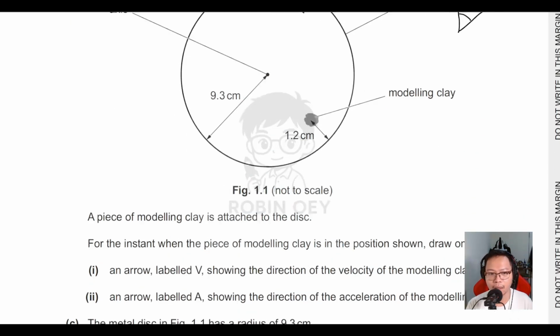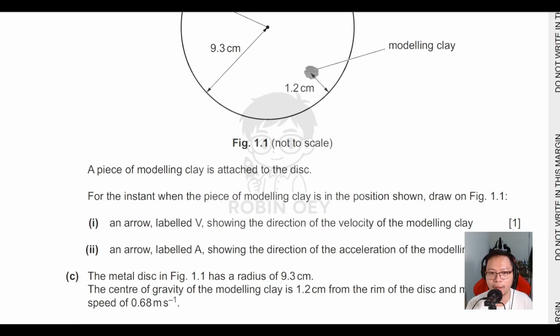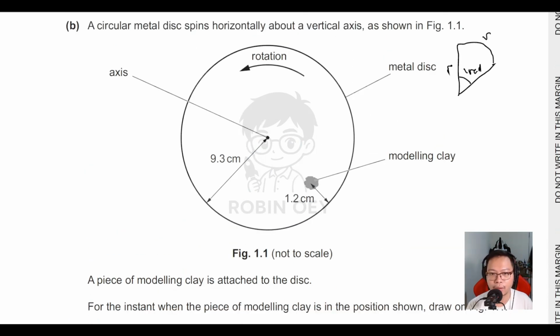Okay, and then B. Arrow labeled V showing the direction of the velocity, arrow labeled A showing the direction of the acceleration. So if rotation going there, then the acceleration would go to this part and the velocity will go to this part. The acceleration will go straight to the center of the circle, or center of the rotation, but the speed would be following the direction of the rotation.